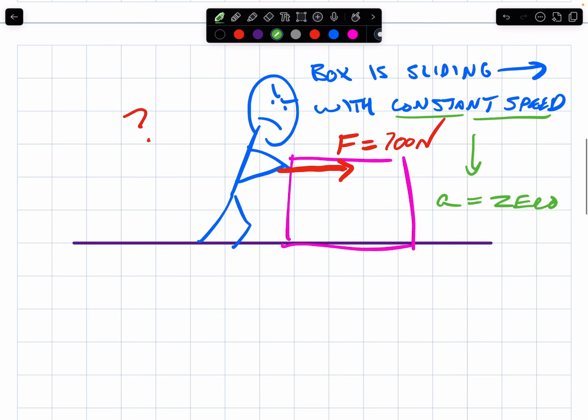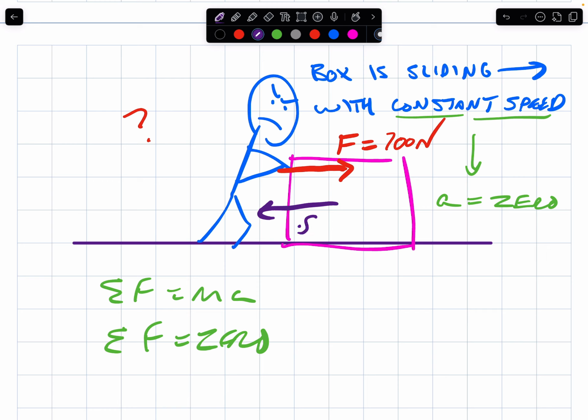So if the acceleration is zero, net force is ma. Well, this means that net force is zero. And if the net force is zero, that means there's a frictional force acting on the box this way. And yes, it's equal to 700 newtons. All right.